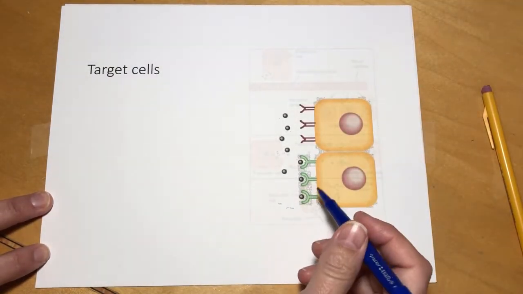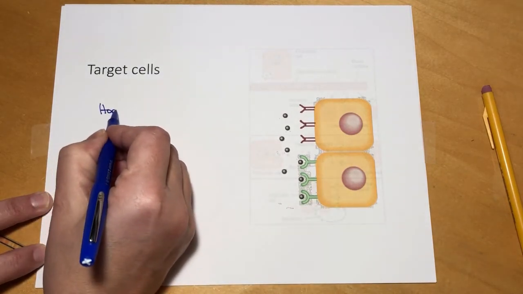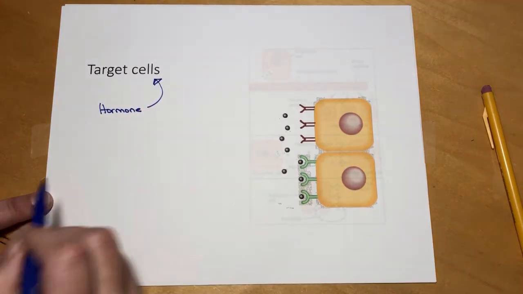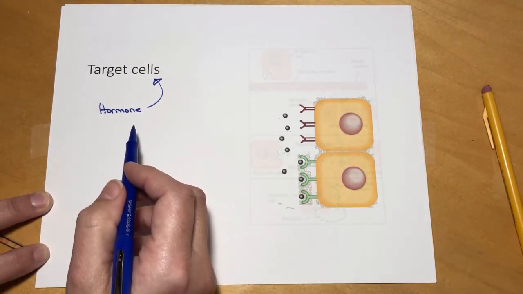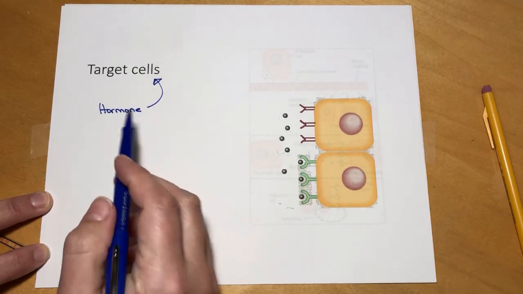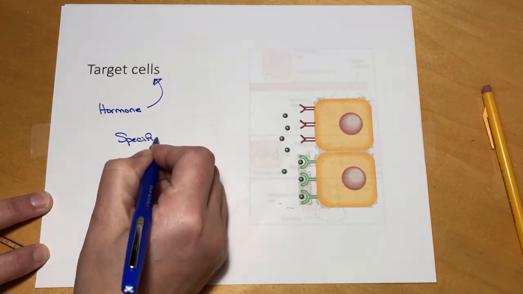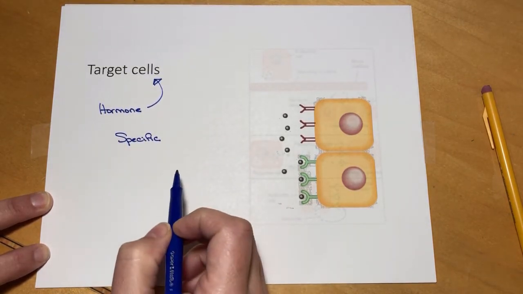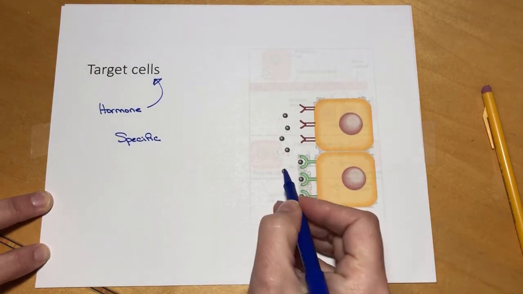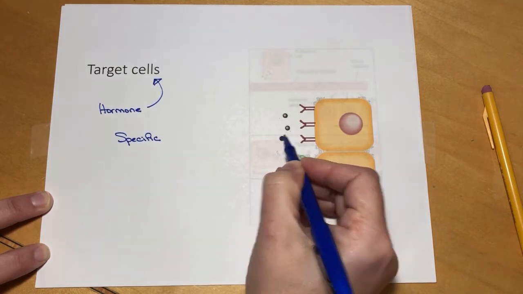Speaking of target cells, one of the most important things for a hormone is that it only stimulates the target cell. Since hormones are secreted into the blood, and the blood goes everywhere in the body, we have to make sure that these hormones are very specific. Meaning they're only going to bind to the target cells that we want to activate. You can see here that our hormone is little round balls.